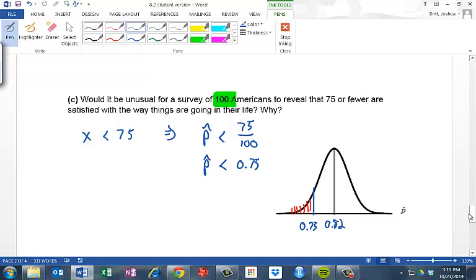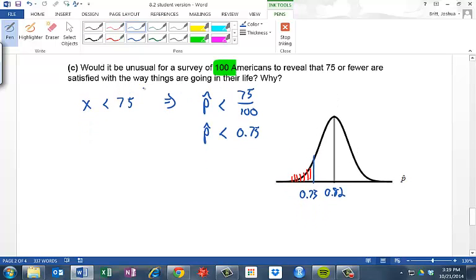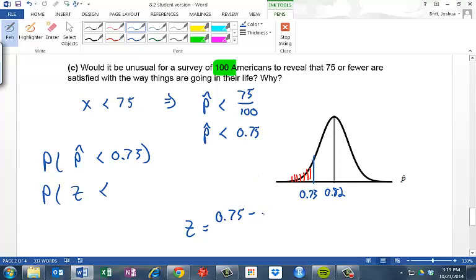And again, same old song here. We have to convert. The probability that p hat is less than 0.75. So you know at this point we have to convert p hat into z. So let's go down here and convert. z equals 0.75 minus mu p hat 0.82 over sigma p hat, 0.0384.